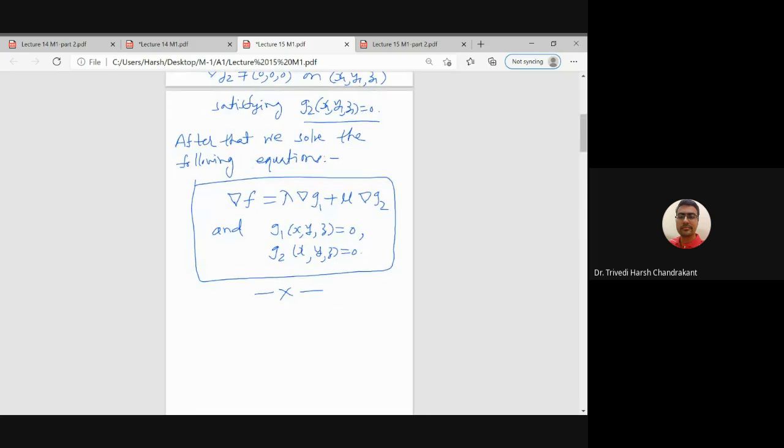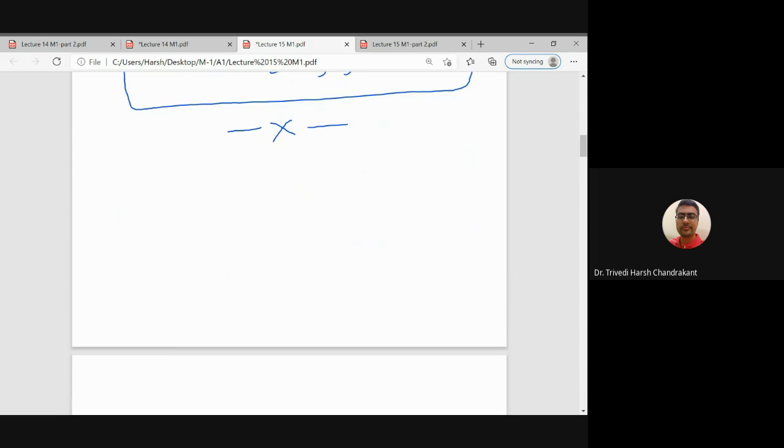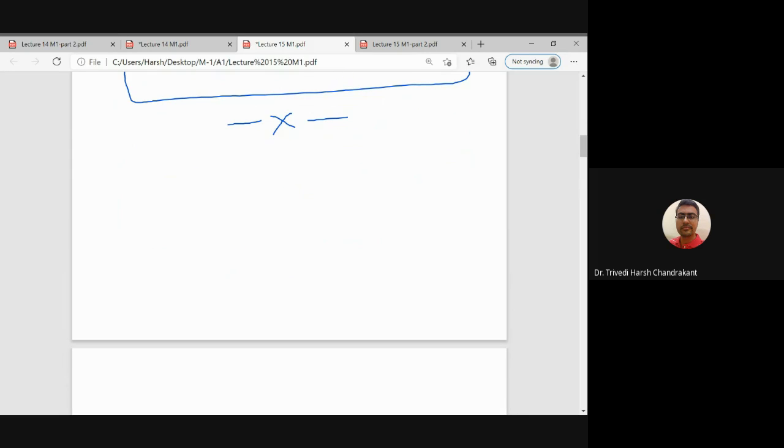I will not discuss an example today. One example is there in the tutorial, so tomorrow it will be discussed during the tutorial session. Today what we want to discuss is double and triple integrals. Let us start with double integrals.